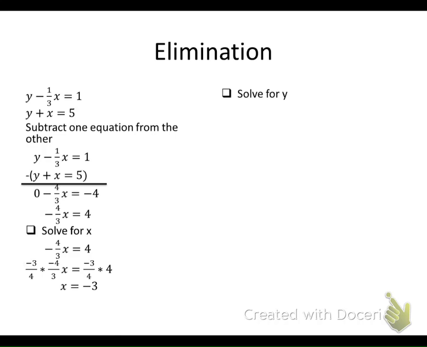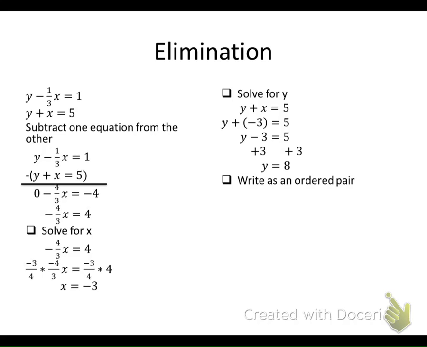Now I'm going to solve for y, replacing that x with a negative 3. To get rid of y minus 3, I need to add 3 on both sides. Y is equal to 8. Write it as an ordered pair.